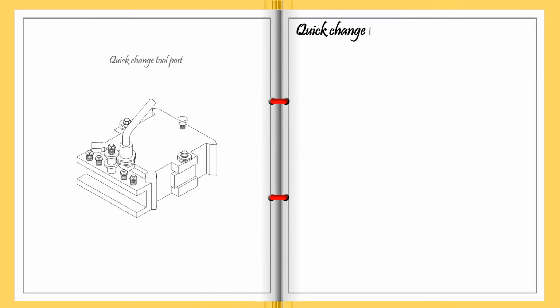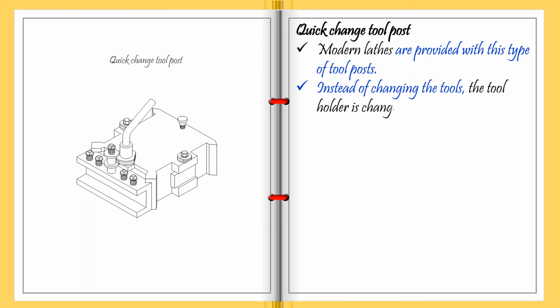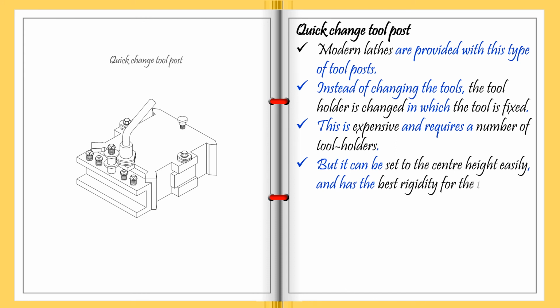Quick change tool post. Modern lathes are provided with this type of tool post. Instead of changing the tools, the tool holder is changed, in which the tool is fixed. This is expensive and requires a number of tool holders. But it can be set to the center height easily, and has the best rigidity for the tool.